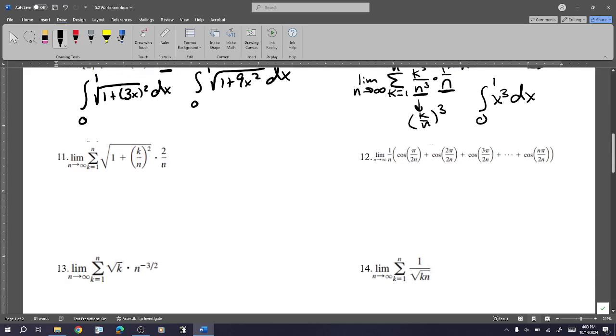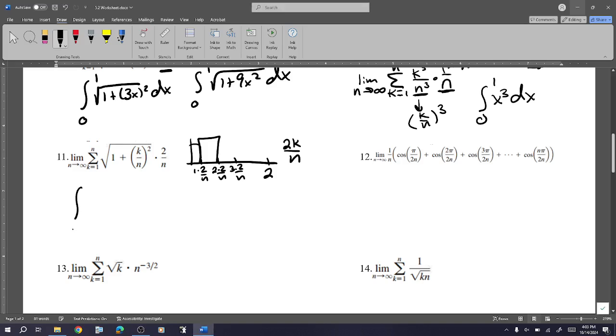We're cutting 2 into n pieces, so what we're plugging in each time would be 1 times 2 over n, 2 times 2 over n, 3 times 2 over n. So we're plugging in 2k over n each time we find the area of a rectangle. But the result ended up being just k over n.